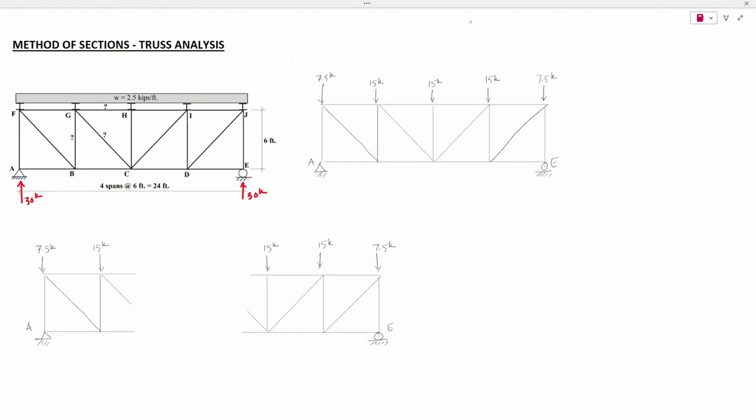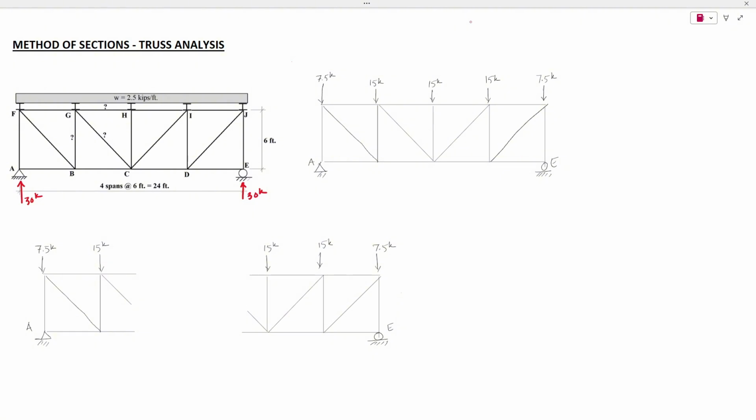Now we need to make sure that we cut the sections through at most three members in one section. Why? Because once we cut the section, we're going to apply the equations of equilibrium. We will have one support in the section, so we will have three equations of equilibrium about that joint or support. That means summation of moment about that point, summation of forces in x direction, and summation of forces in y direction, all equal to 0.